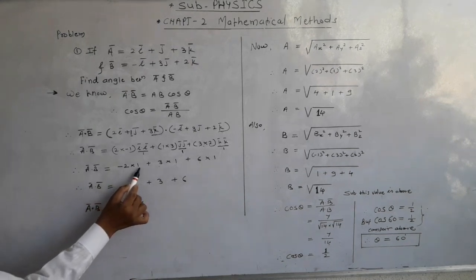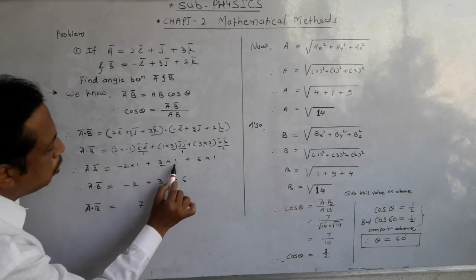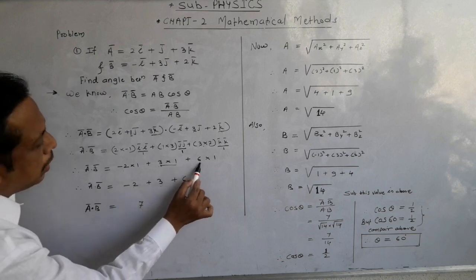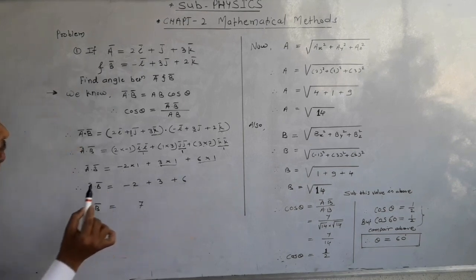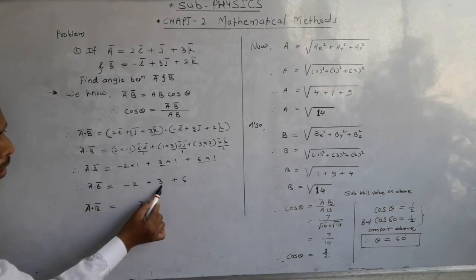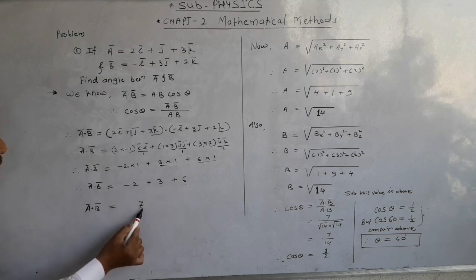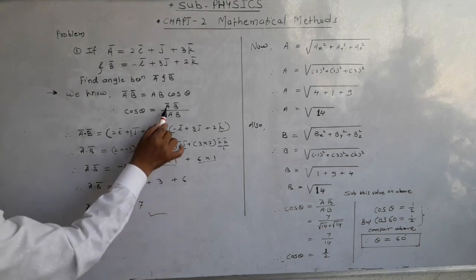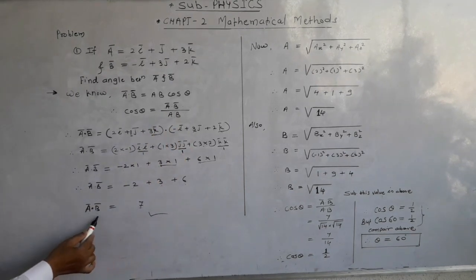Again, minus 2 into 1 is minus 2, 3 into 1 is plus 3, and 6 into 1 is 6. 6 plus 3 is 9, and minus 2 gives 7. Therefore, A bar dot b bar is equal to 7. This is the numerator, the dot product, and we can find it in this way. This is very simple.